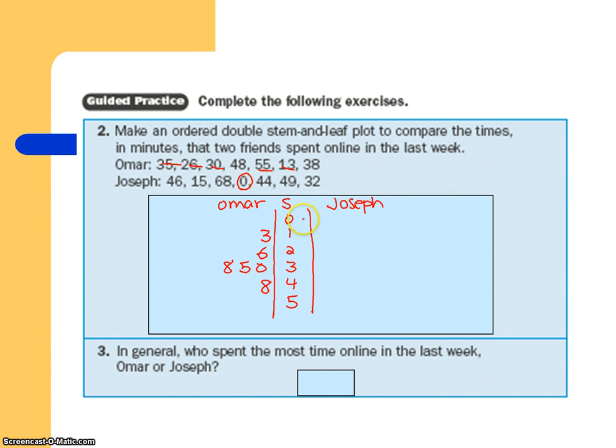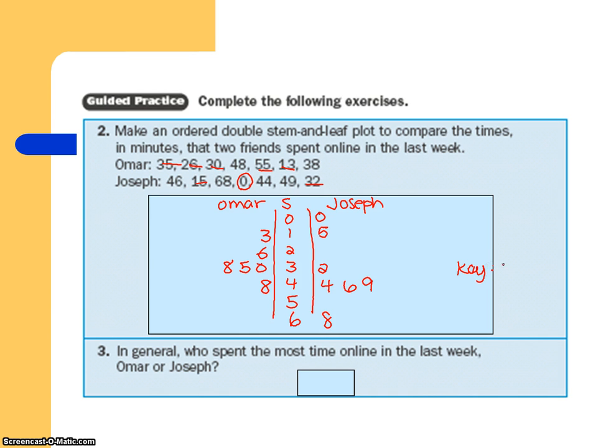Joseph had a 0. A 5, or 15, 32, so skip the 2s, there's nothing there, a 44, 46, 49, oh, we did have a 66, 68 was the highest, we do want to put a 6 there, 68, 7, 1, 2, 3, 4, 5, 6, 7. Remember, put your key.